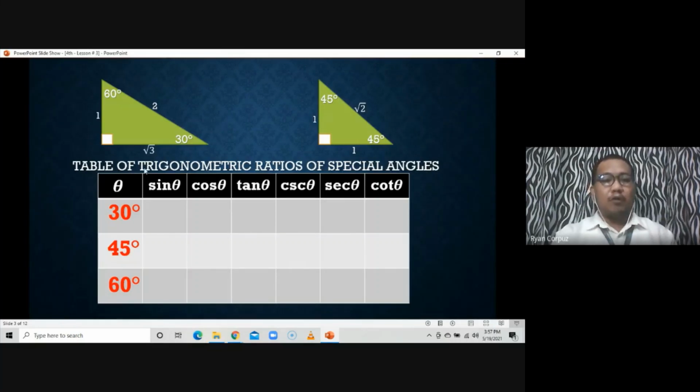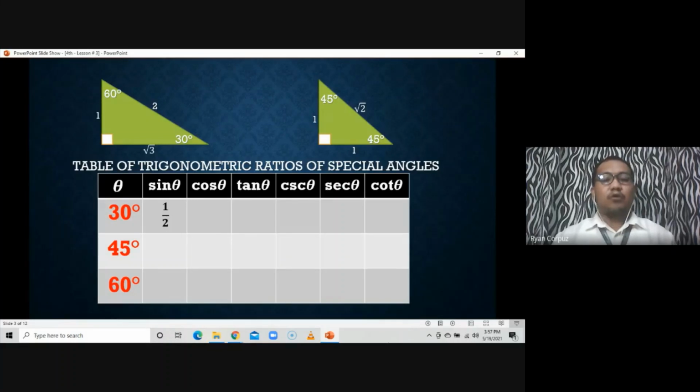Opposite over hypotenuse. With regards to this 30-degree angle, what is the value of its opposite side? That is 1, and the value of the hypotenuse is 2. So we come up with the value of sine 30 degrees as 1 half. That's sine 30 degrees. Sine is opposite over hypotenuse. Just recall the trigonometric ratios we studied the last time.